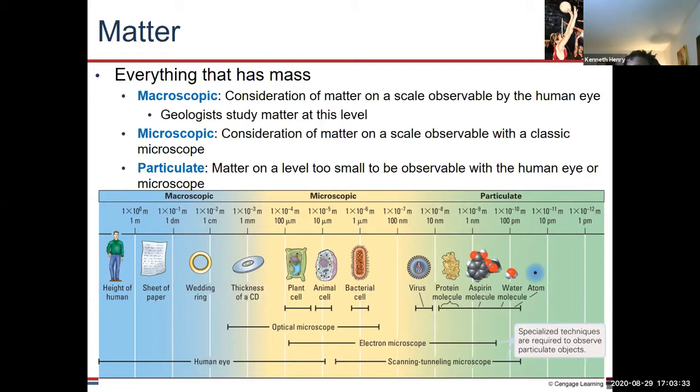Macroscopic is what we can see with our eyes. That's kind of like me, or a sheet of paper, or a ring. Microscopic is what we can see with the microscope. So that's kind of like a plant cell, animal cell, bacteria cell. And particulates are those that you can't see with either your eyes or a traditional light microscope. You have to use a special instrument, such as an electron microscope, or you're not able to visualize it at all.